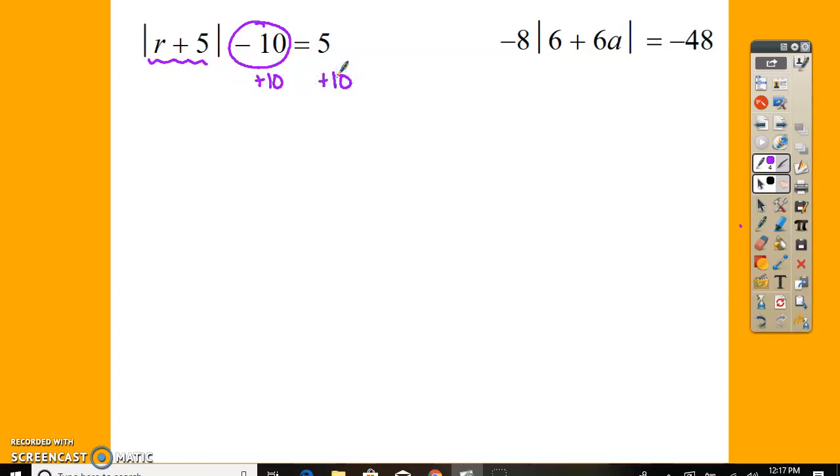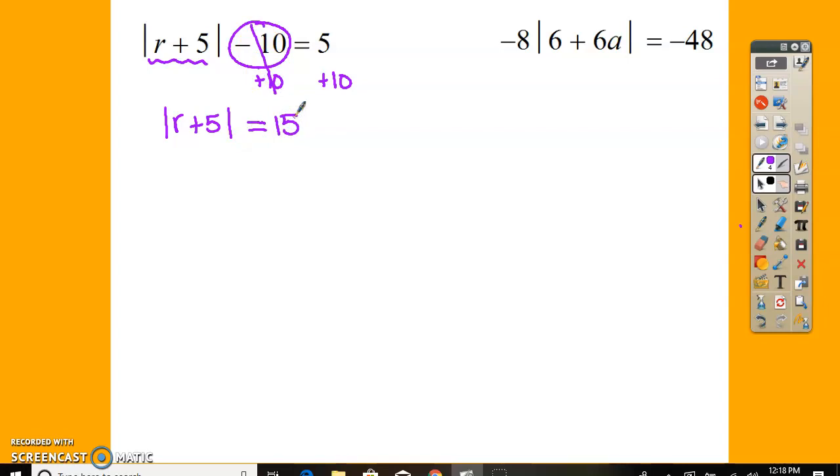Okay. Before you can make your two equations, you have to make sure that the absolute value is isolated on the left side. So it has to be by itself. So now I can bring down the absolute value of r plus 5. Our 10's canceled, so now this equals 15. Now you make your two equations.